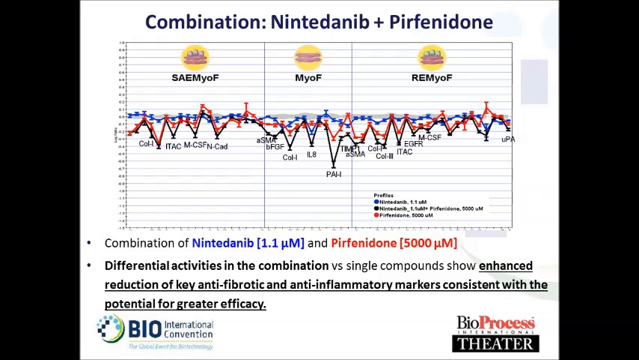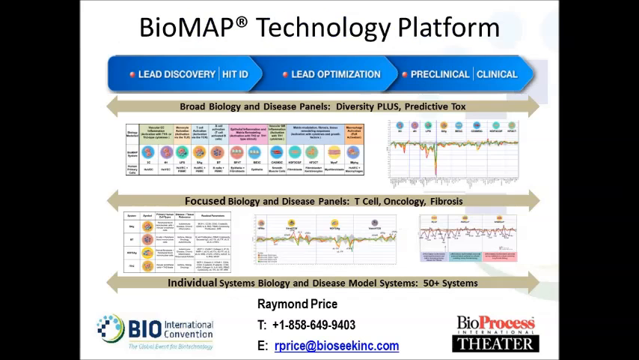And what we've annotated here are activities that are significantly different in the combinations versus either compound alone. And again, looking at biomarkers that reflect both antifibrotic activity, so inhibition of collagen 1 and 3, alpha smooth muscle actin, as well as anti-inflammatory markers, things like ITAC, IL-8, MCSF, etc. So the ability to model accurately the biology in low-passage primary human cell assays, but design experiments in a way that makes sense with clinical development and strategies.